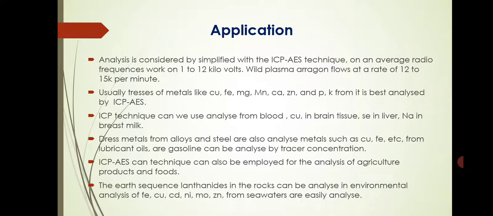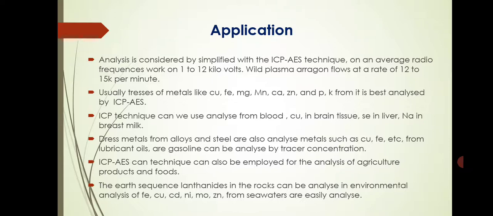Applications of ICP-AES. The analysis of samples is considerably simplified with the ICP-AES technique. On an average, radio frequencies work at 1 to 12 kilovolts, while plasma argon flows at the rate of 12 to 15 liters per minute. Usually traces of metals like Cu, Fe, Mg, Mn, Cd, Zn, and others from waste are analyzed by ICP-AES.